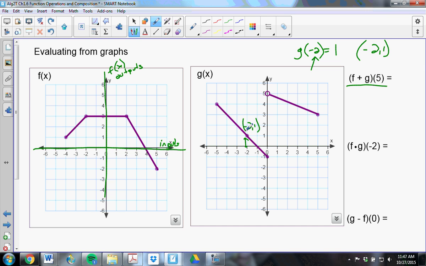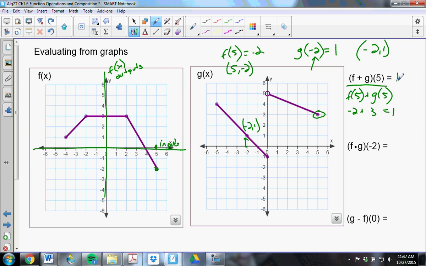And if I asked, what is f of 5? Well, here, 5 is my input. It goes down to negative 2 as the output. So it's the point 5, negative 2. The output was negative 2. So f plus g of 5 is the same as doing f of 5 and g of 5. Well, we know that f of 5 was negative 2. We just found that. G of 5 is 3. So this works out to 1.